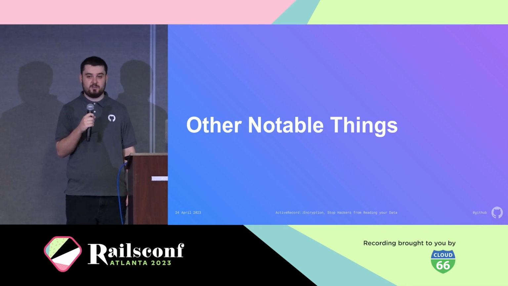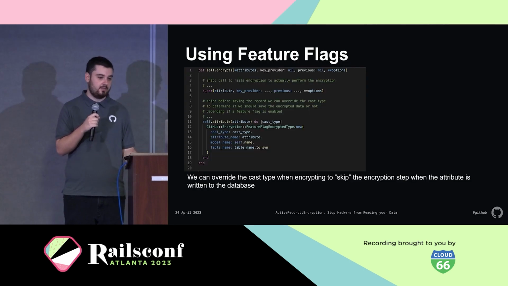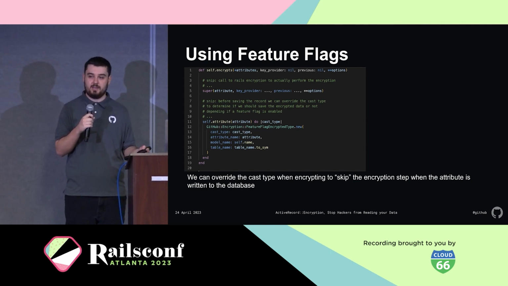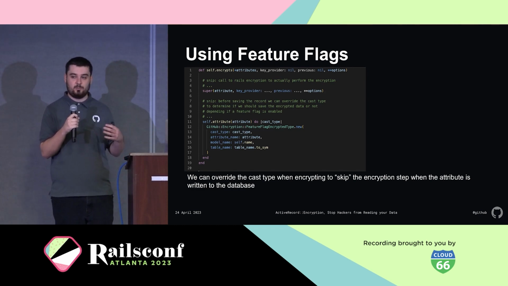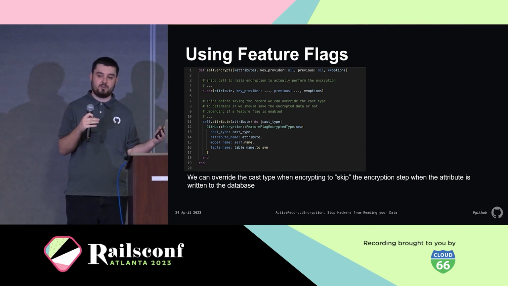But I wanted to touch on a few other notable things that were important for us at GitHub. So the first thing I want to talk about here is using feature flags. At GitHub, we had this race condition where rolling out ActiveRecord encryption could cause issues. When we deploy at GitHub, we deploy to a subset of Canary servers and let that sit before we deploy to our full production environment.